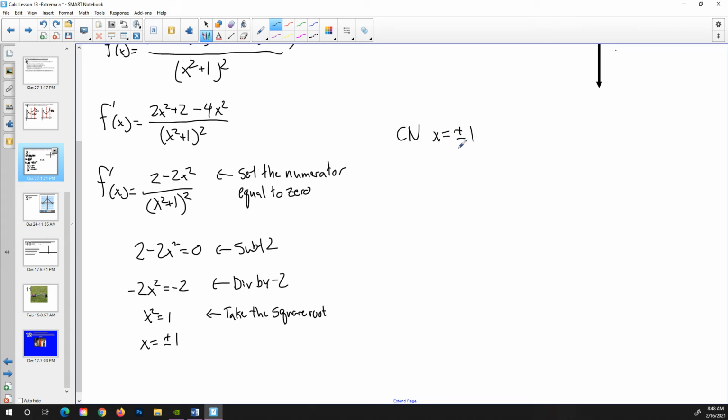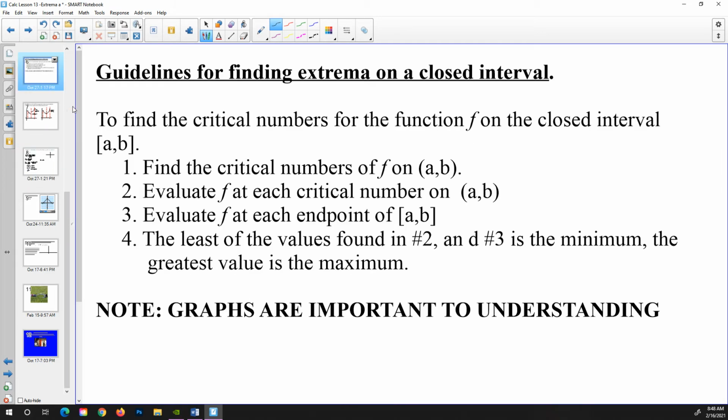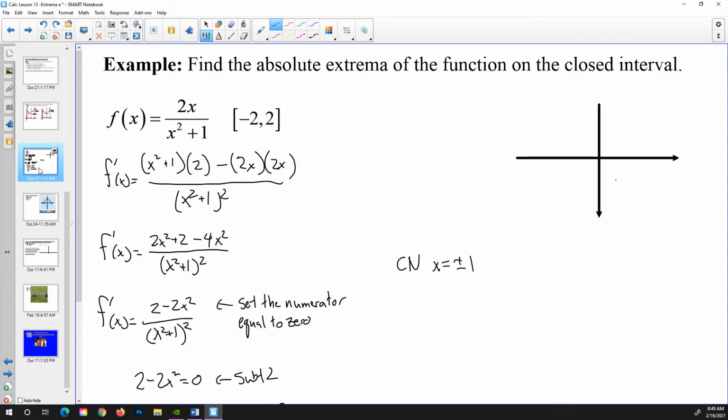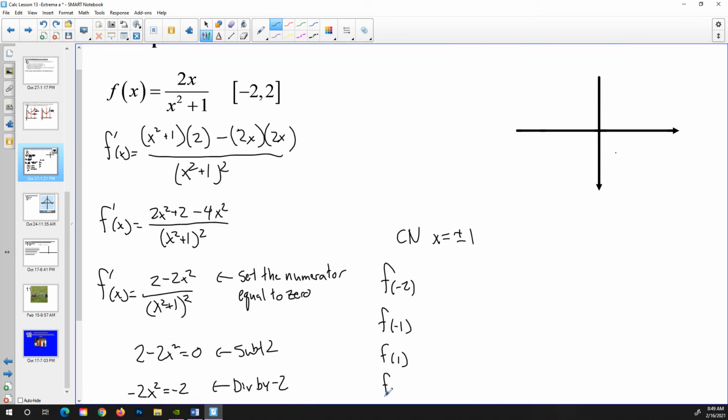All right, so we should go back to our guidelines here. We'll evaluate each critical number on a to b, and then we also want to evaluate the endpoints. So let's go ahead and do that. We want to find f of the endpoint -2, we want to find f of -1, f of 1, and then we also want to find f of 2. Okay, so let's do that real quickly here.